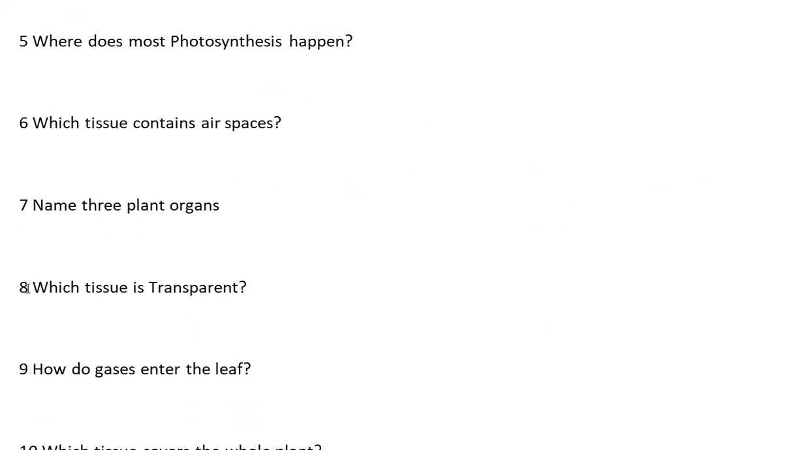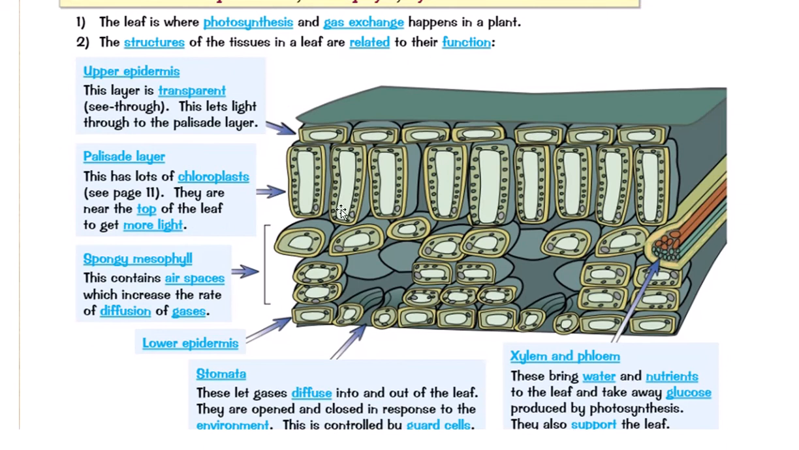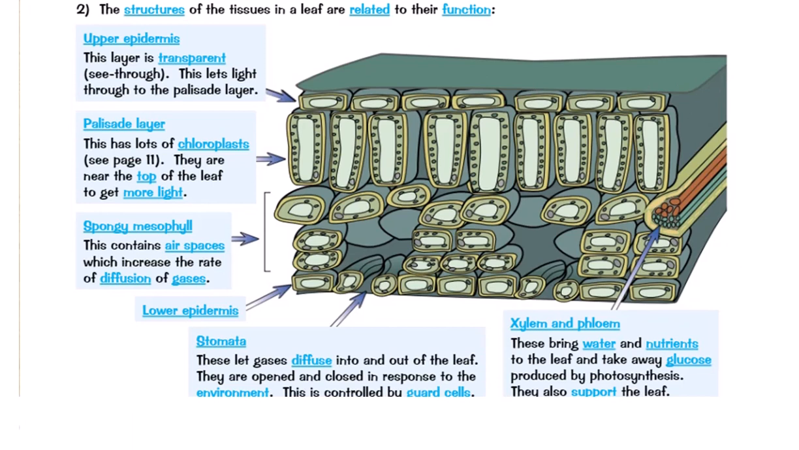Next one. Which tissue is transparent? Now, on the top of the leaf, there is a layer up here, a layer called cuticle, and it's made of wax, but it's not a tissue, it's a material. The tissue that is transparent is this one, the upper epidermis, and that's this layer here, these flattened cells, and they are the outside skin of the leaf. Next question.